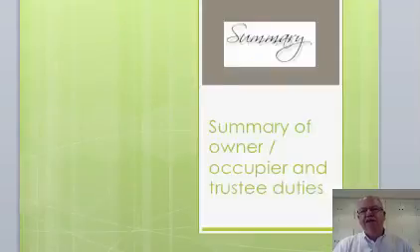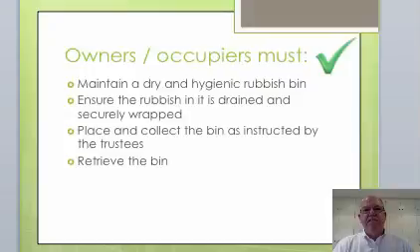So let's have a final summary. Owners must maintain a dry and hygienic rubbish bin. Preferably it shouldn't be high. They must ensure that the rubbish in it is drained and securely wrapped. They must place and collect the bin as instructed by the trustees, and they must retrieve it after the rubbish has been removed.